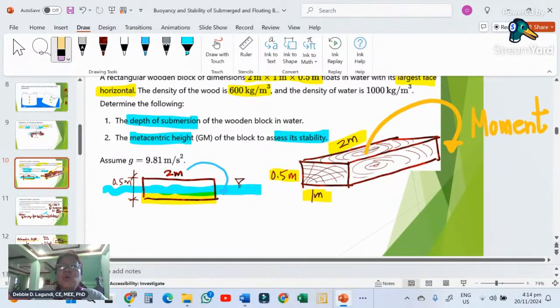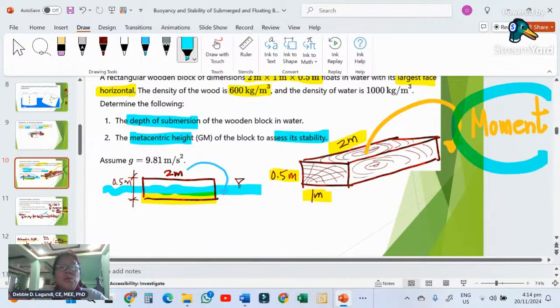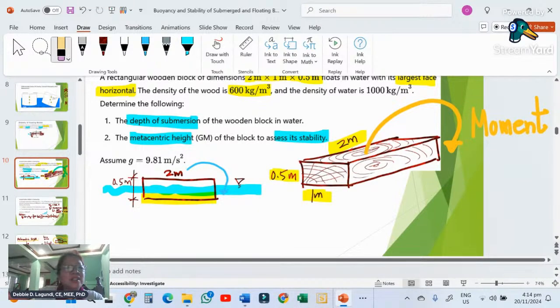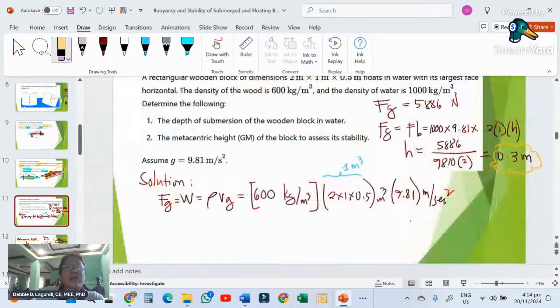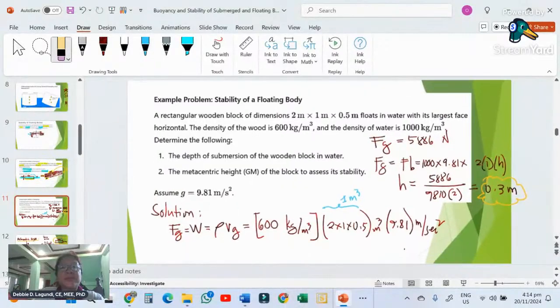Okay? So the moment, as you can see here, which I illustrated boldly, will be tilting like that, on the side. Not in front of it. It won't tilt in front. It will tilt on the side. Okay, next question, or next slide.